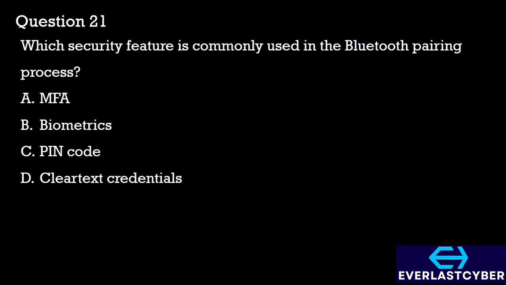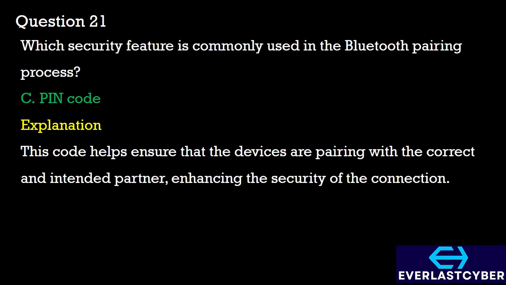Biometrics are used for authentication on devices, but they are not part of the Bluetooth pairing process. During the Bluetooth pairing process, a PIN code is often used to establish a secure connection between the devices, while option D, clear text credentials, are unencrypted data, and this is not a secure method for pairing devices. Bluetooth generally uses encrypted methods, including PIN codes, rather than clear text credentials. So for this, we'll be going with option C. The PIN code helps to ensure that the devices are pairing with the correct and intended partner, thereby enhancing the security of the connection.